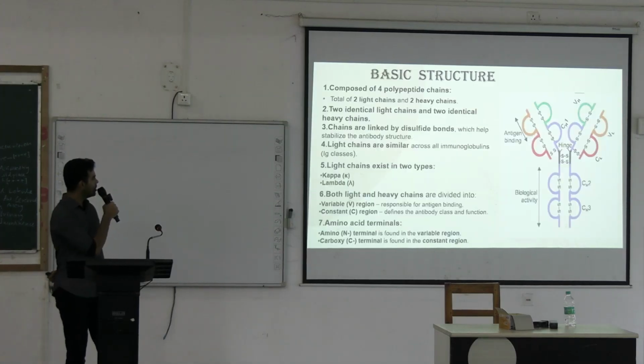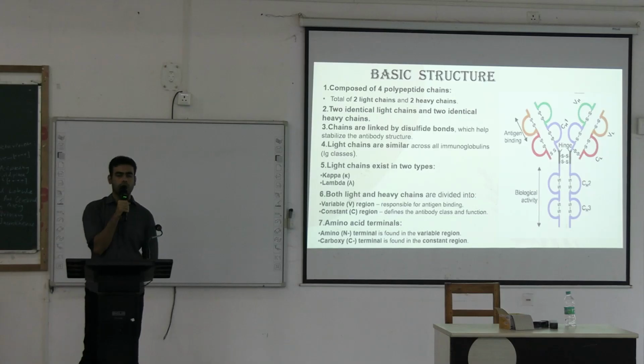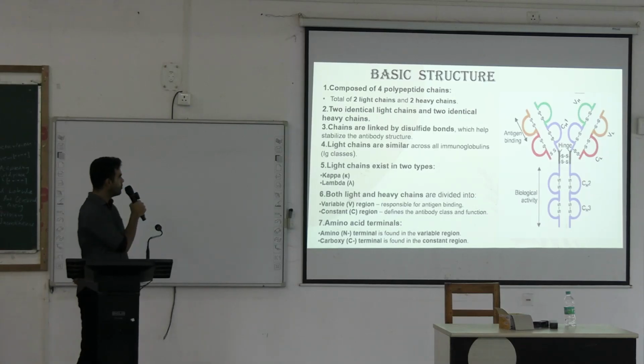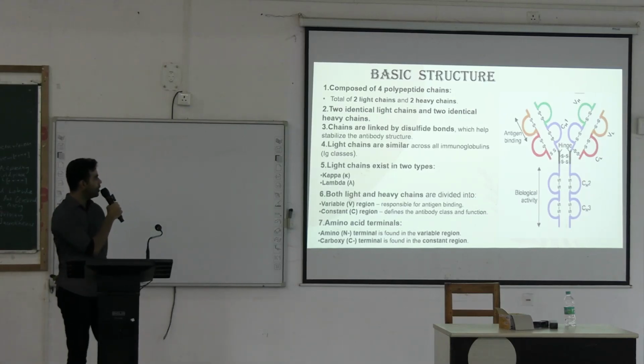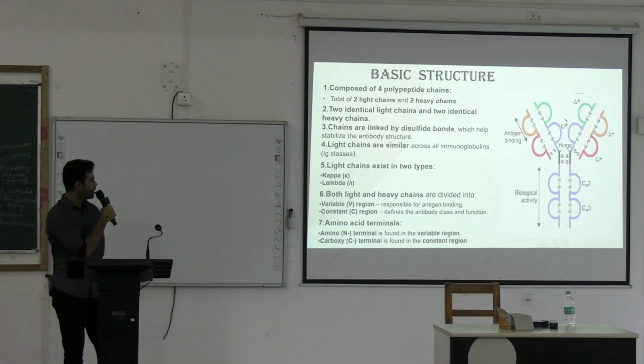So, basic structure: a typical antibody is composed of 4 polypeptide chains, a total of 2 light chains and 2 heavy chains. Chains are linked by disulfide bonds, which help stabilize the antibody structure. Light chains are similar across all immunoglobulins.